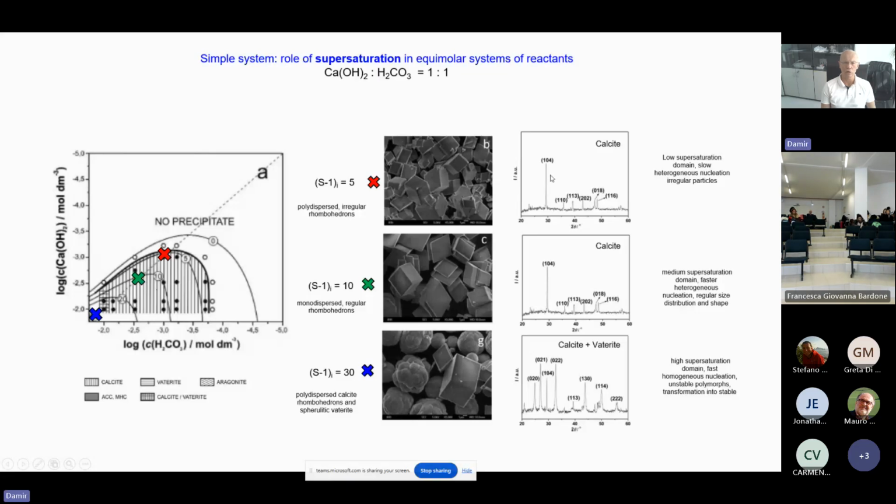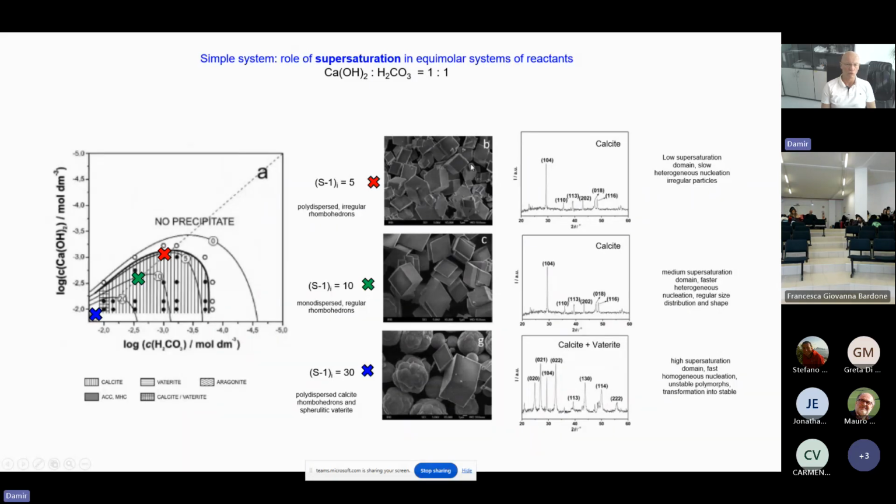And after structural analysis, we find that in this red point, we obtain only calcite. Calcite was also obtained here in this green point. This is the so-called calcite domain. In all this region, we have calcite. But we also found that calcite appeared at a high supersaturation in a mixture with vaterite. This is an X-ray diffractogram which shows that besides calcite, we have vaterite.